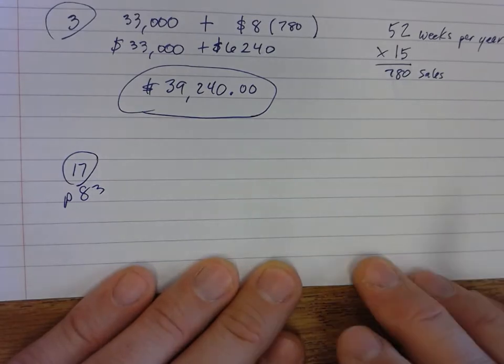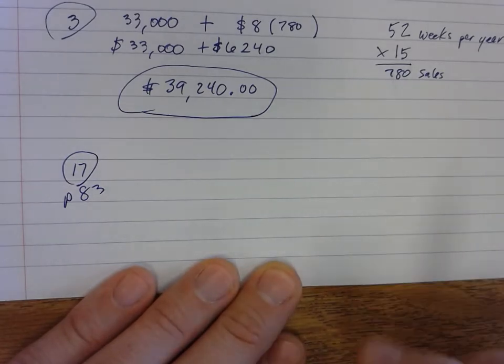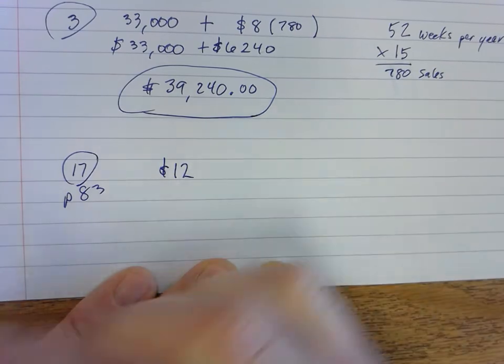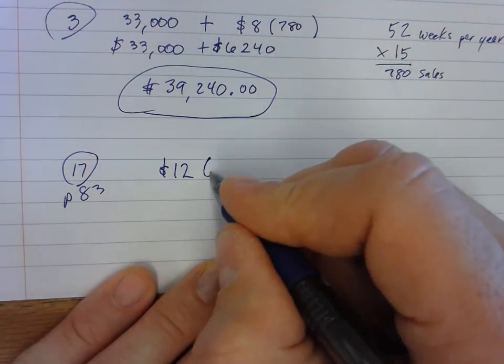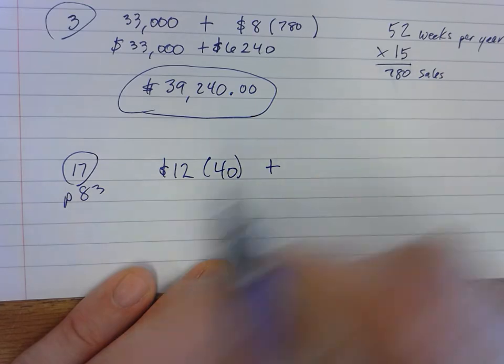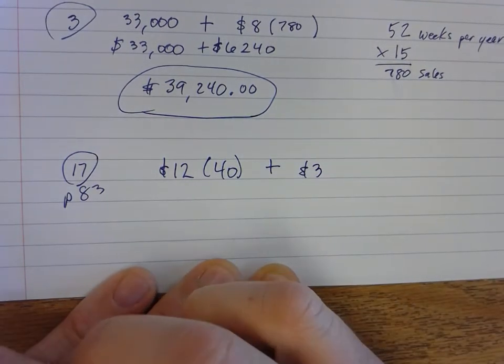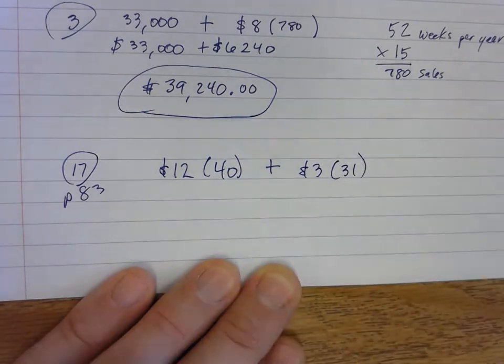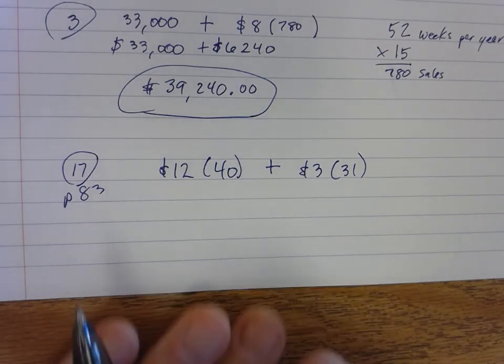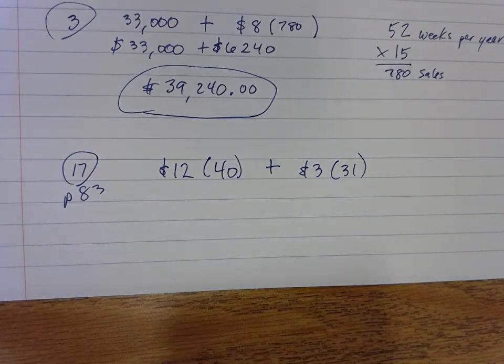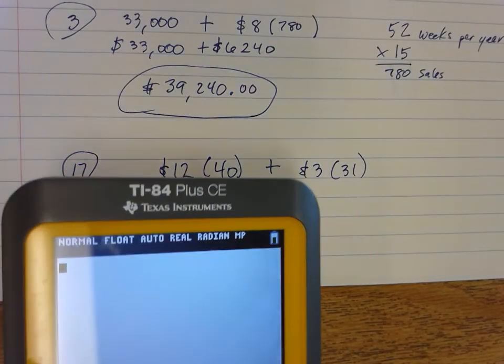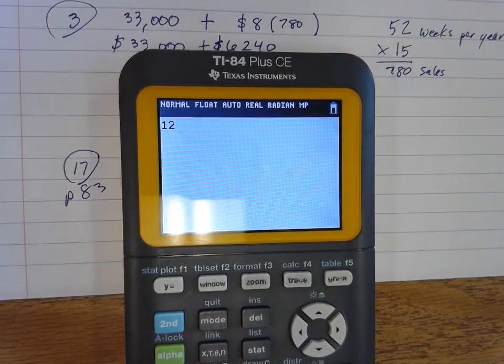All right, so she makes $12 an hour. It says she worked 40 hours, so you got to do 12 times 40. Plus, she's getting $3 for every one of the appointments she scheduled, and she scheduled 31 appointments. So, what are her total earnings with fees for the week? So 12 times 40, we'll start with that. $12 times 40, $480 for that.